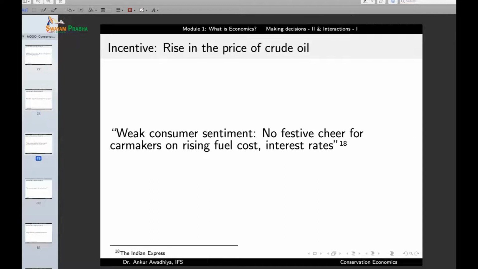So this is another impact that we are seeing because of the increase in the price of crude oil. This news article says weak consumer sentiment, no festival cheer for car makers on rising fuel cost and interest rates. This is from November 2018. November is typically the time when we have festivals like Diwali, and people generally go for a large amount of buying in those seasons. But this news article is saying that because of the increase in the fuel cost and the interest rates, people are not buying the vehicles as was projected earlier.